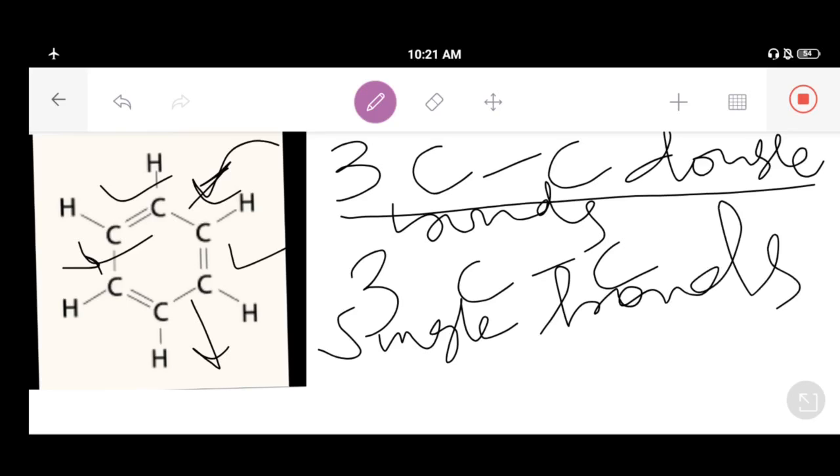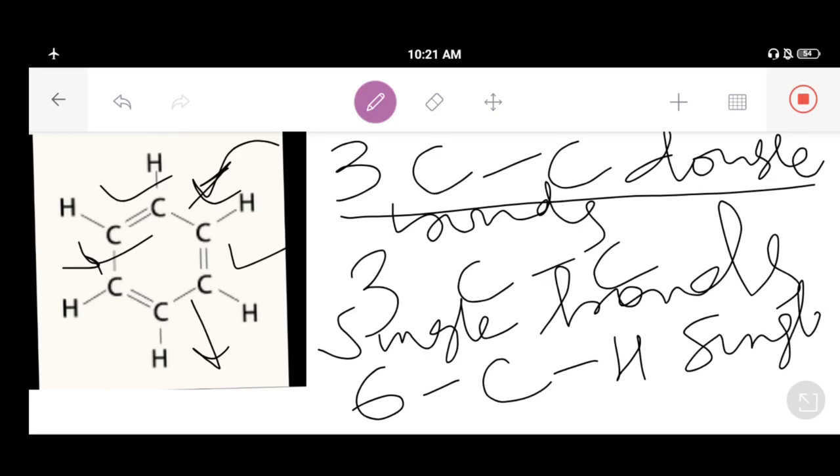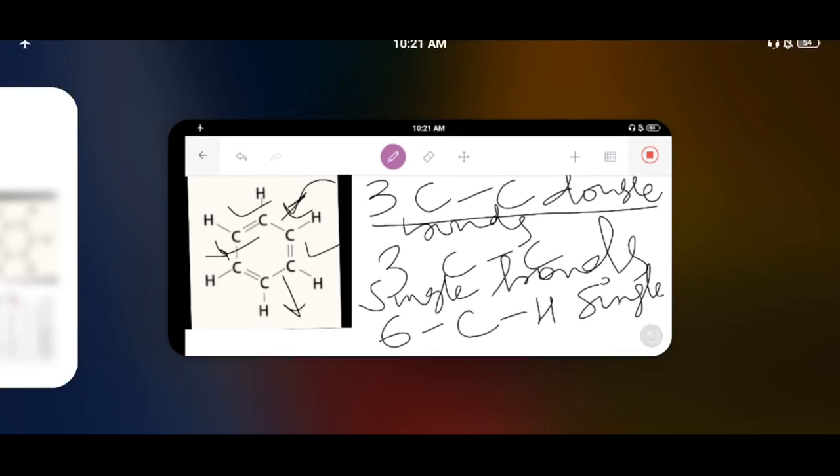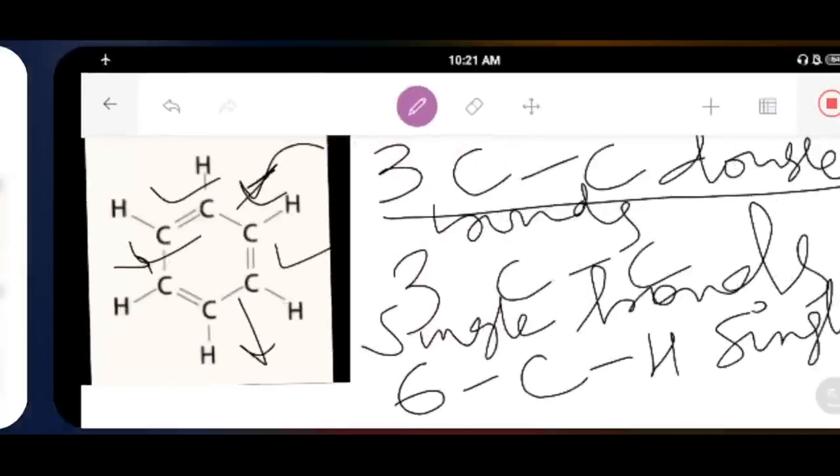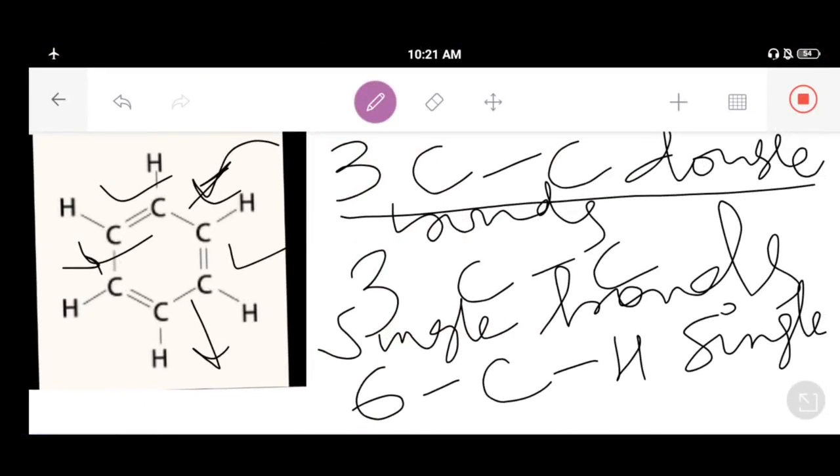And it also has 6 carbon hydrogen single bonds, my dear students. You must remember, my dear students, I told you that the only funda behind sharing of electrons is to make itself stable.